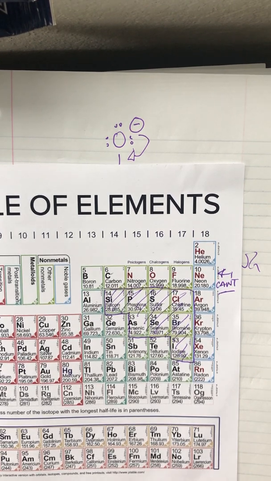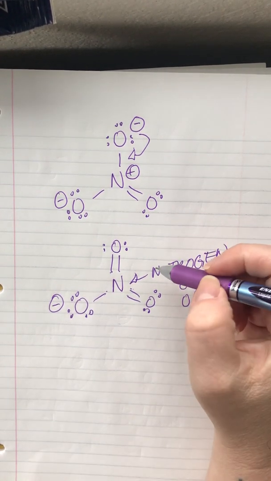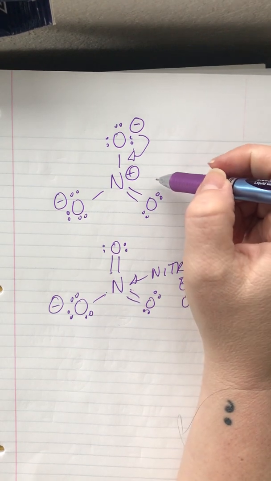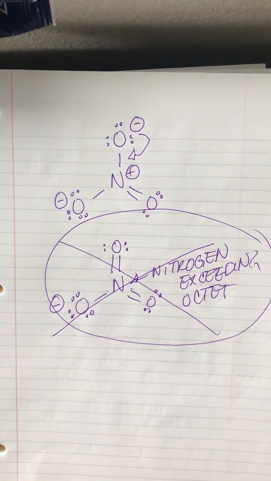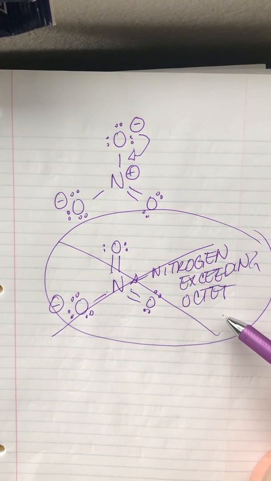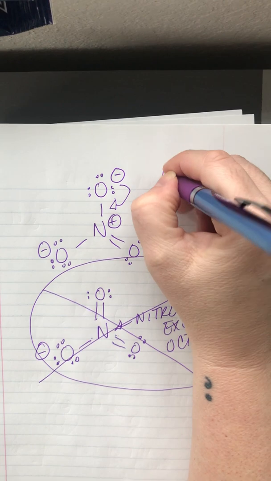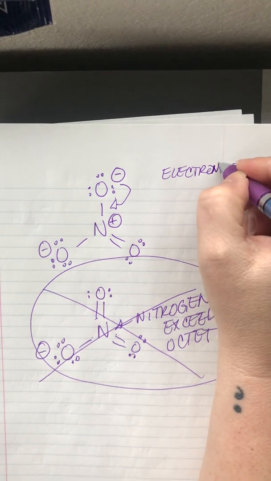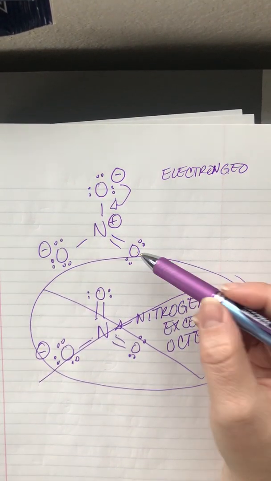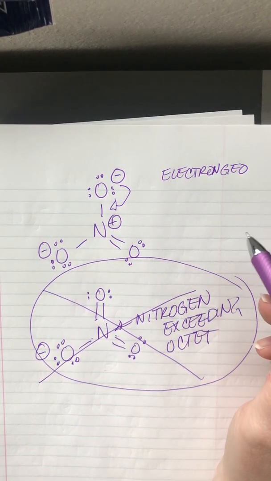Can you give an example of exceeding octet? Yeah, absolutely. But before we move on from this problem, let's talk about the geometry. So we agree that this is not the correct structure because we exceeded the octet here. So when we talk about electron geometry, we have 1, 2, 3 attached atoms. So what is my electron geometry?